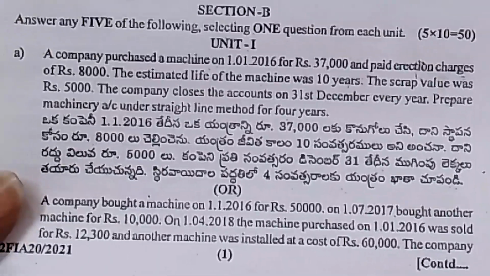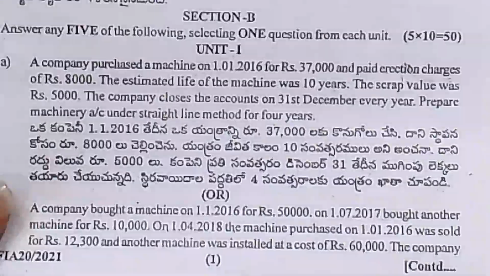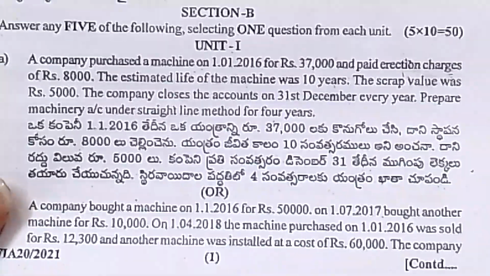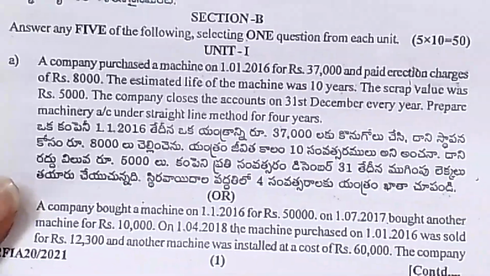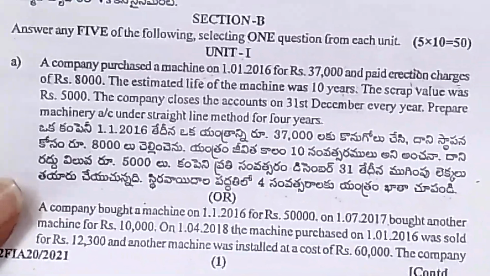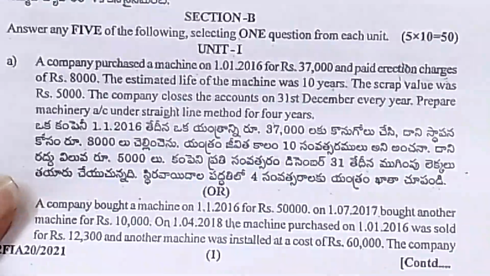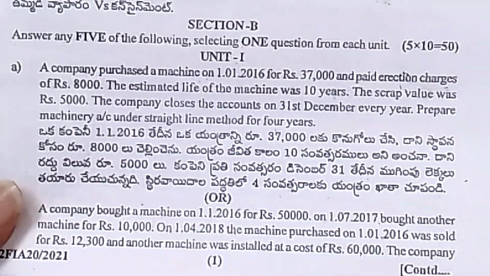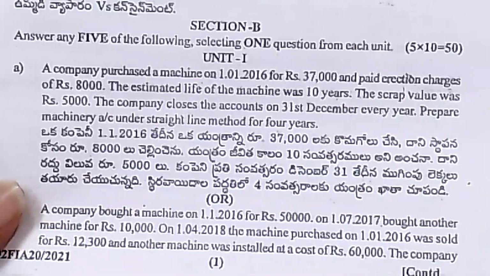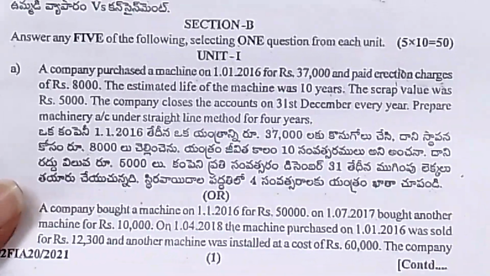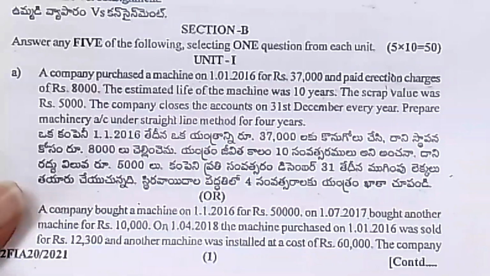Unit 1, depreciation chapter. A company purchased machinery on 1/1/2016 for 37,000 rupees. Paid installation charges of 8,000 rupees. The estimated life of the machine is 10 years. The scrap value is 5,000 rupees. The company closes accounts on 31st December every year. Prepare a machinery account under the straight line method for 4 years. Let us see this solution.